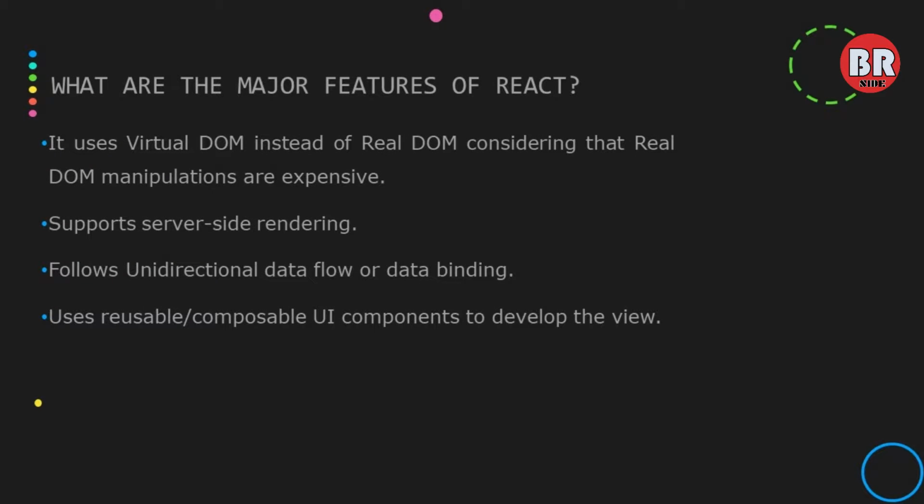What are the major features of React? It uses virtual DOM instead of real DOM, considering that real DOM manipulations are expensive. Supports server-side rendering. Follows unidirectional data flow or data binding. Uses reusable, composable UI components to develop the view.